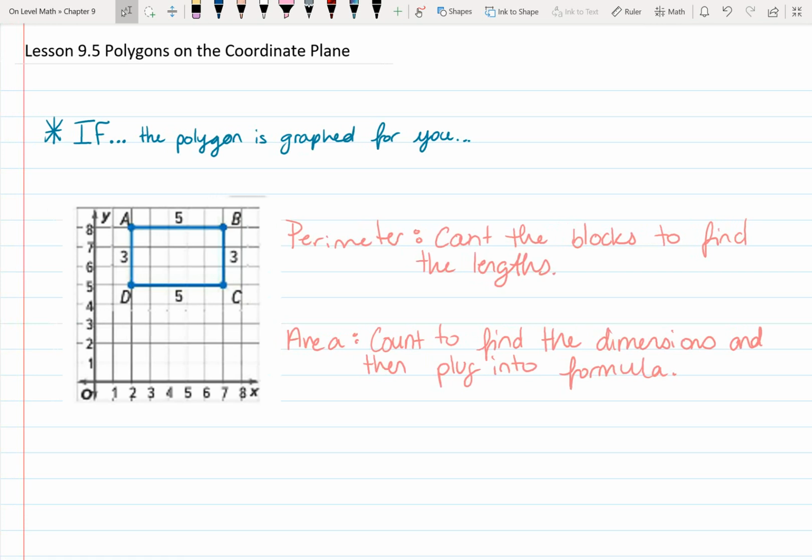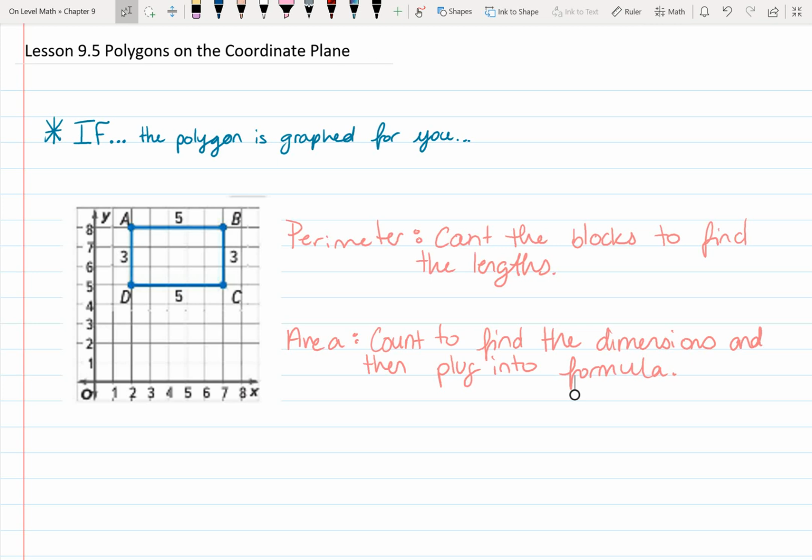So be sure when you are showing your work for your homework that you're showing all parts. I will not give full credit if I don't see the work that I expect to see. Same within class. So 9.5, polygons on the coordinate plane. Now it says if the polygon is graphed for you, you'll need to find the area and the perimeter.